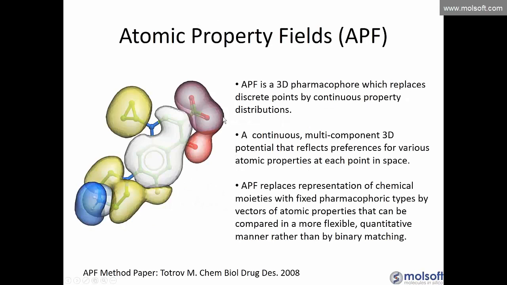So what is atomic property fields? APF is a 3D pharmacophore which replaces discrete points by continuous property distributions. By this we mean a multi-component 3D potential that reflects preferences for various atomic properties at each point in space. So APF replaces representation of chemical moieties with fixed pharmacophore types by vectors of atomic properties that can be compared in a more flexible quantitative manner rather than just by matching the chemical moieties. So it enables you to dock these ligands in these fields and also for superposition.